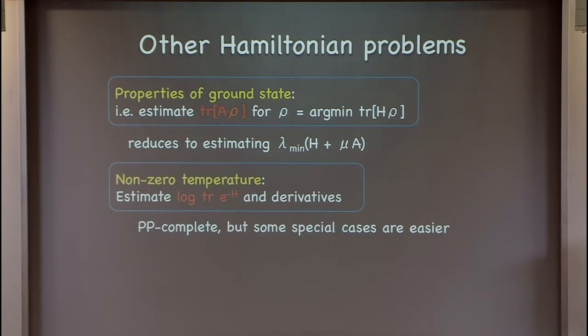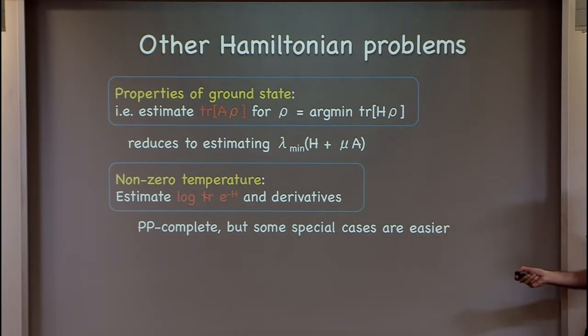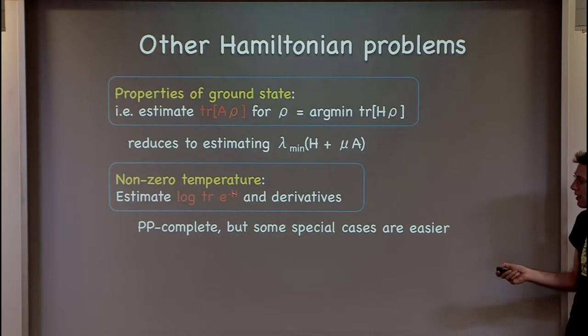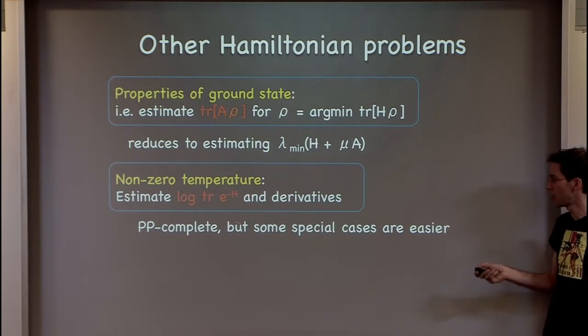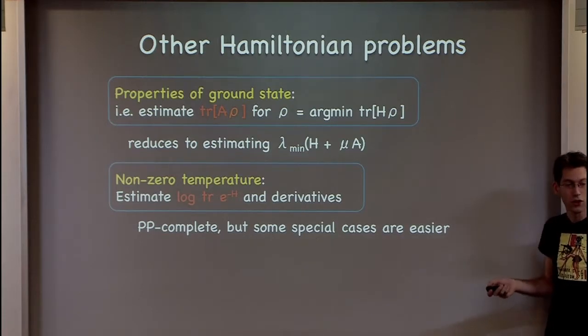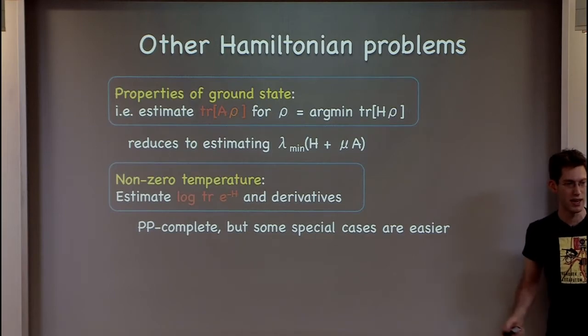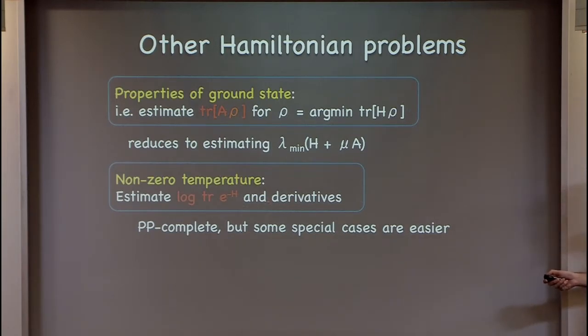Another problem, which is somewhat harder, is to estimate the partition function. The partition function of a quantum state is the trace of e to the minus H divided by temperature, which I left off because it's just a constant. Sometimes you can take the log of it to get the free energy, and take the derivative of that to get all kinds of other thermodynamic quantities. And this is another important thing that you'd like to estimate.